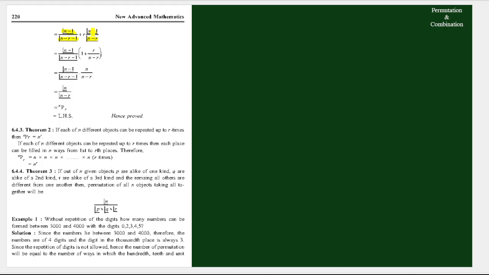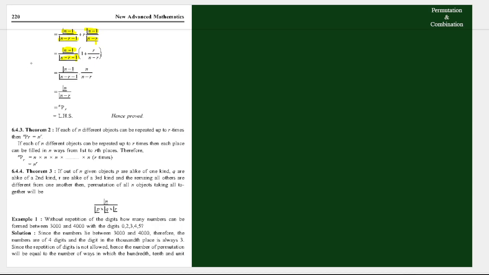ऊपर वाला same है. So we can take what? n minus 1 common. Yes. यहाँ पे भी देखो n minus r minus 1. ये क्या है? n minus r. तो we can take n minus r minus 1. यहाँ से एक कम ले लेंगे. कॉमन ले सकते हैं. तो क्या होगा? Wait. Now you will ask how it has taken common. I will show you.